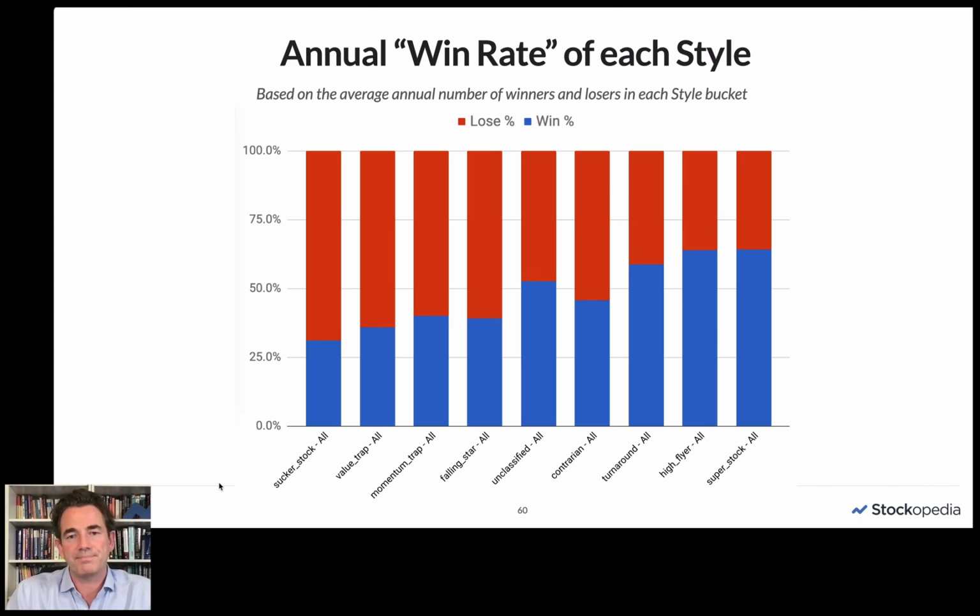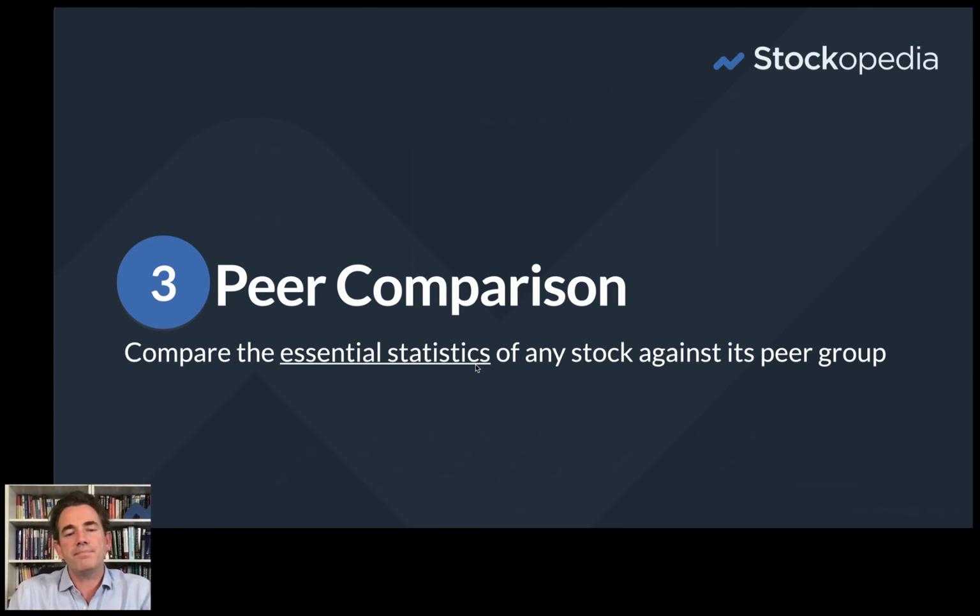And next up, this is just a chart, which I know everyone's under time pressure, but generally you've got the winning styles over here on the right and the losing styles on the left. And this is, again, that hit rate idea, that you get a higher win rate in winning styles than you do in losing styles. The third thing I want to zoom in on is the peer comparison.